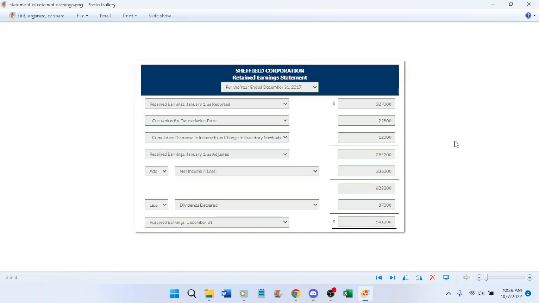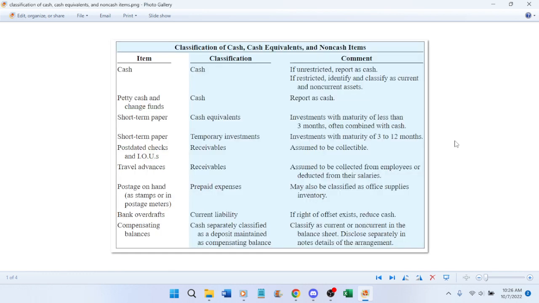Studying is fun. Statement of retained earnings is retained earnings as reported on January 1st, corrections for errors, and then retained earnings as adjusted January 1st. Add net income, subtract dividends declared, equals retained earnings December 31st. Okay, that's not as bad as I originally thought. It's pretty logical. I don't feel like studying anymore. I feel like I'm good.